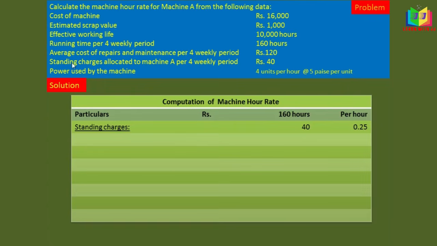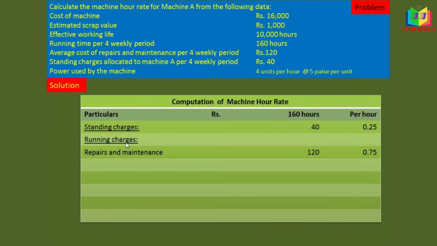The next one is running charges. We have to write the running charges, in which repairs and maintenance will come. For the 4 weekly period it is 120, because in this problem standing charges were specified, so repairs and maintenance will come under running charges. It is given as 120, so if we divide it by 160 we'll get the rate per hour.